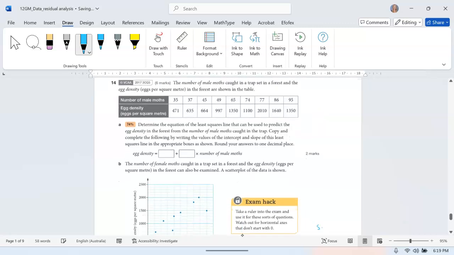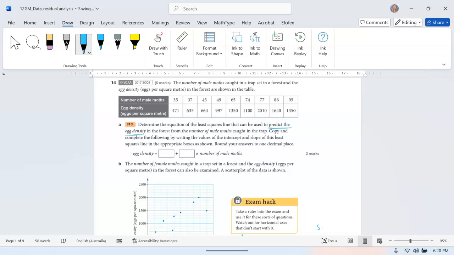All right, so this one's taken from the 2017 exam. The number of male moths caught in a trap set in a forest and the egg density in the forest are shown in the table below. Determine the equation of the least squares line that can be used to predict the egg density. When we're making a prediction, that's going to be our Y, whatever we make a prediction of. So we're predicting the egg density.